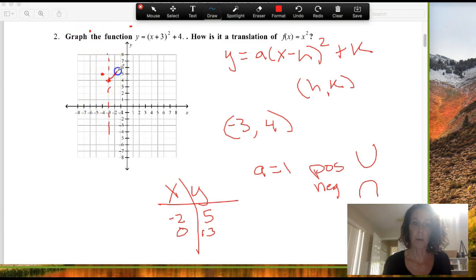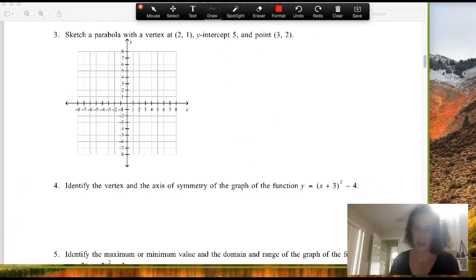So I'm going to have a parabola something like this. And that is what my graph should look like. Okay, on to the next one. All right, this one gives us everything we need to know. We don't even have an equation. We're just told, sketch the parabola with the vertex at 2, 1. So I'm going to go over 2, up 1. There's my vertex right there.